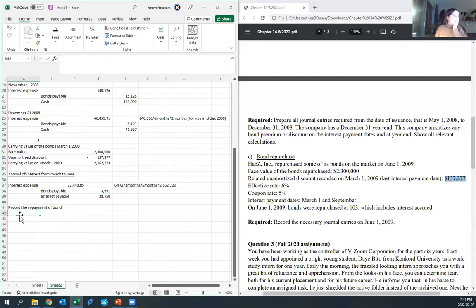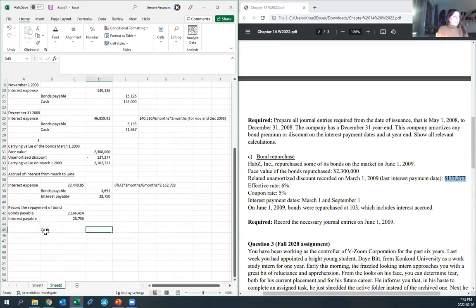So for the repayment of the bond, you're going to get rid of your bonds payable and your interest payable, and you're going to record either a gain or loss, and you're also going to have a cash account for the amount paid on the repurchase. My bonds payable book value is the carrying value on March 1st plus the amortized portion on June 1st. My interest payable is what we reported on June 1st. Here I'm going to have a loss or a gain, so I'm going to leave it blank for now.